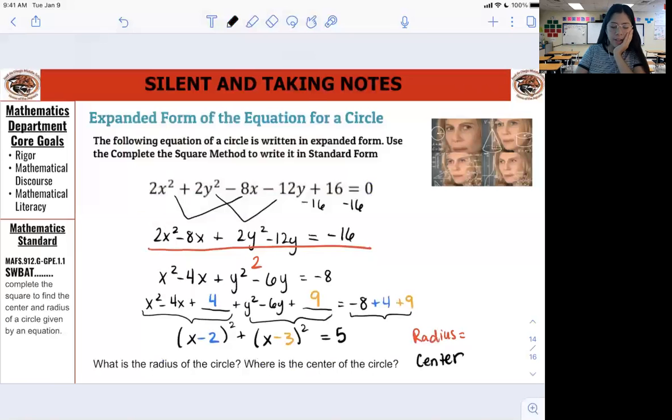All right. What is my radius? The square root of 5. Remember that this value right here is the radius squared. So 5 is r squared, which means that r all on its own is the square root of 5. Where's the center? 2, 3. Good.